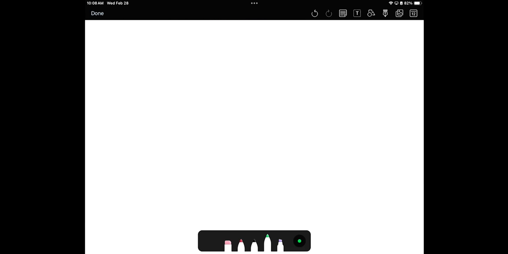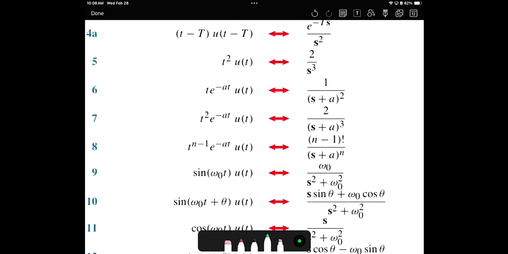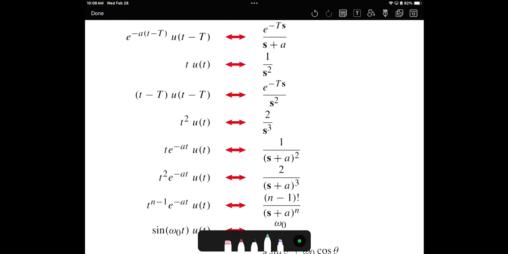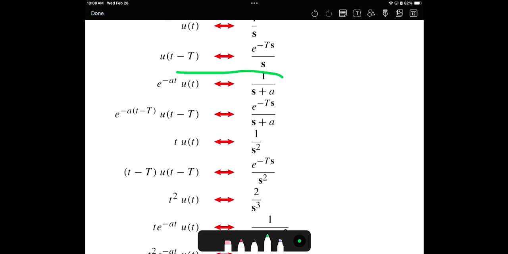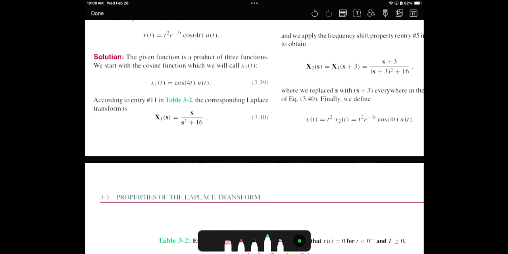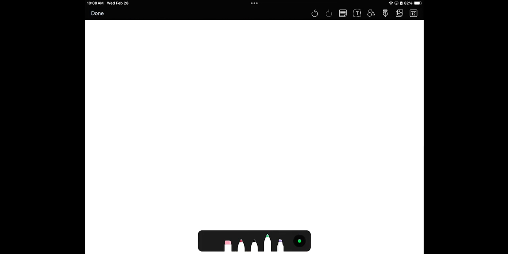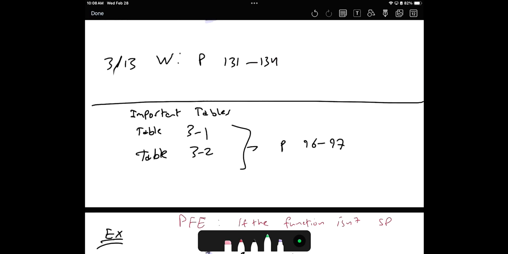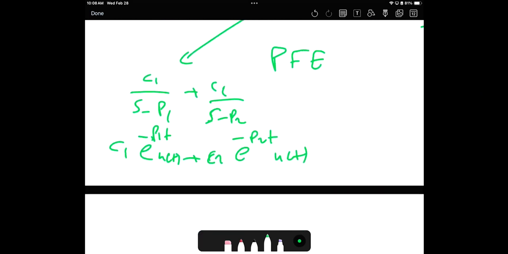Let me just scroll to show you guys. In the table, 1 over s plus a is e power negative a t, u of t. Then let's go back to the notes. Here, c1 over s plus b1 plus c2 over s plus b2 is equivalent to c1 e power negative b1t u of t plus c2 e power negative b2t u of t. So that's the overall idea.